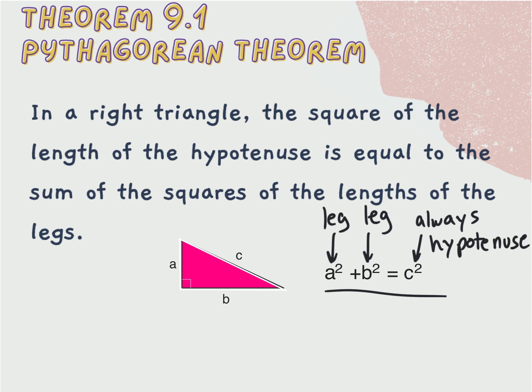Now, the legs a and b can switch, so it doesn't matter if you put a first or b first. It is important to know that the legs must remain between a and b, and the hypotenuse is always c, but just be aware that you can switch up the a and the b.